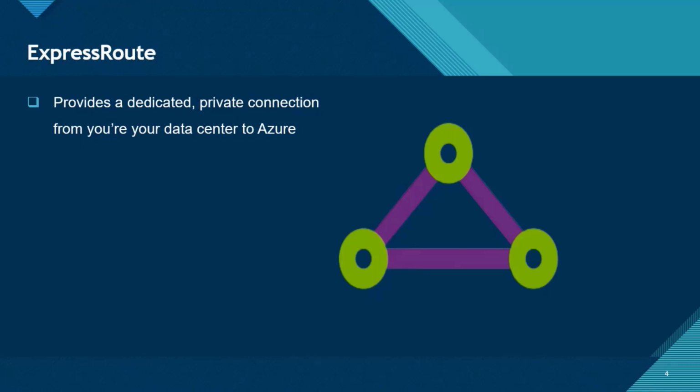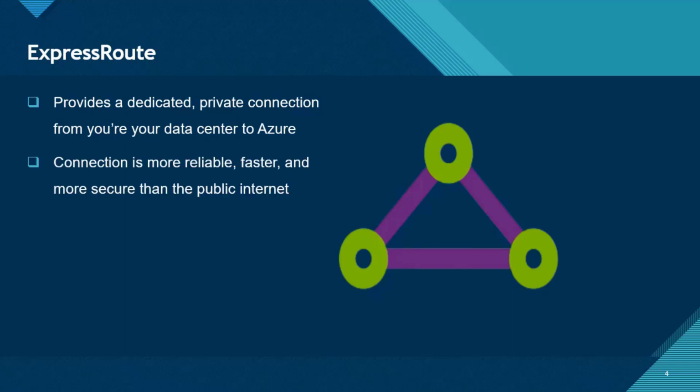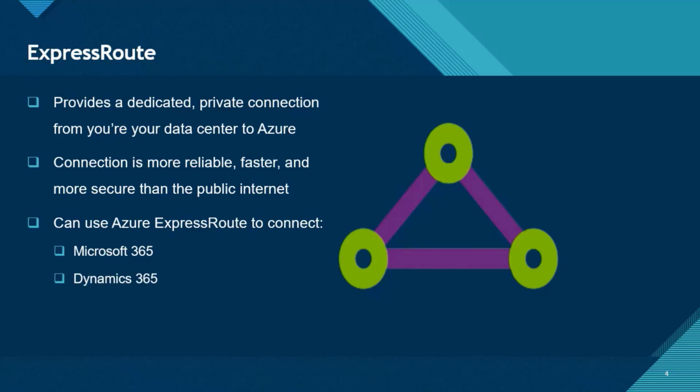Next is ExpressRoute. ExpressRoute provides a dedicated private connection between your on-premises network and the Azure data center. It offers a more reliable, faster, and lower latency connection compared to using the public internet. ExpressRoute can be used to connect to Microsoft 365 and Dynamics 365 as well. With ExpressRoute, you can establish a private and secure connection to Azure, enabling a seamless integration with your existing infrastructure. And this is especially beneficial for organizations with specific compliance and security requirements.